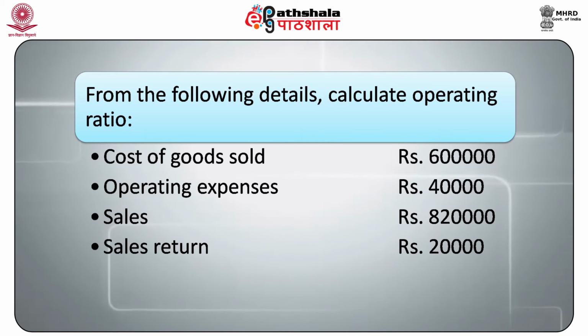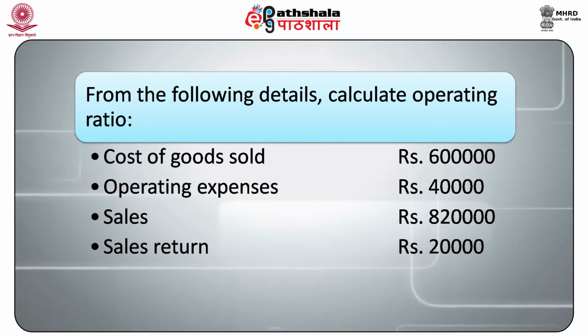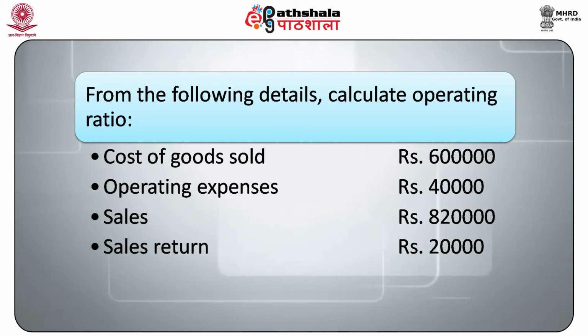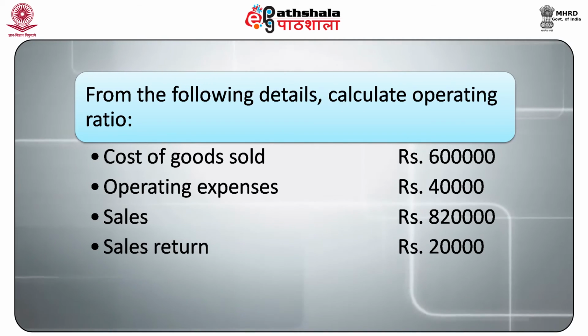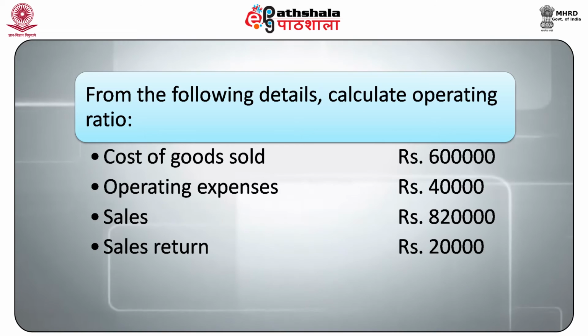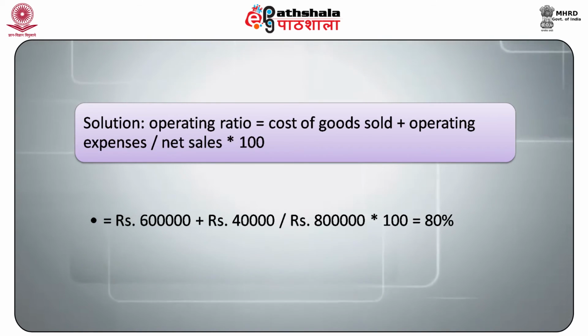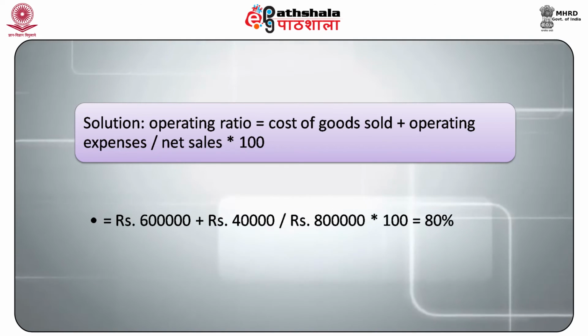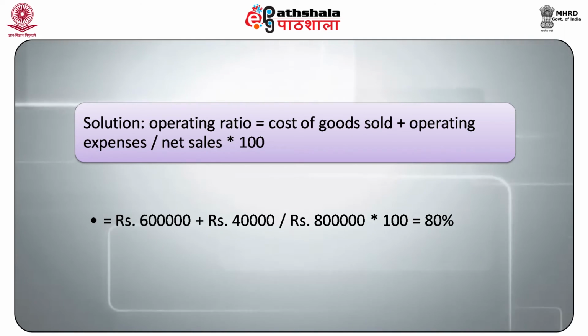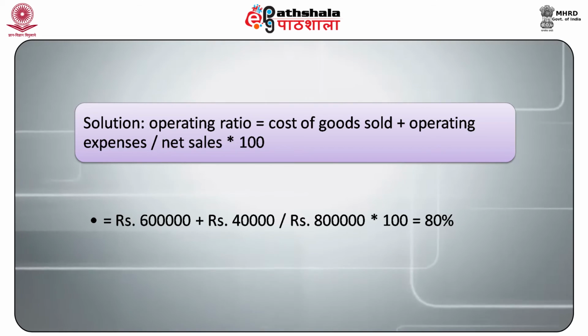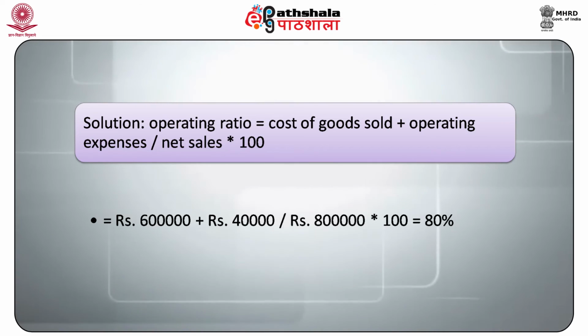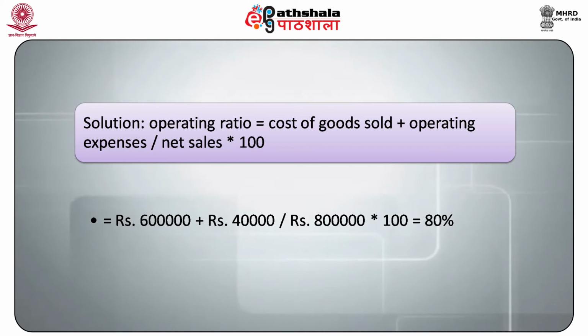Example 11. From the following details, calculate operating ratio. Cost of goods sold is rupees 6 lakh, operating expenses is 40,000, sales is 8 lakh 20,000 rupees, and sales return is rupees 20,000. The solution for this: operating ratio is equal to cost of goods sold plus operating expenses divided by net sales into 100. Rupees 6 lakh plus rupees 40,000 divided by 8 lakh into 100, which is 80%.